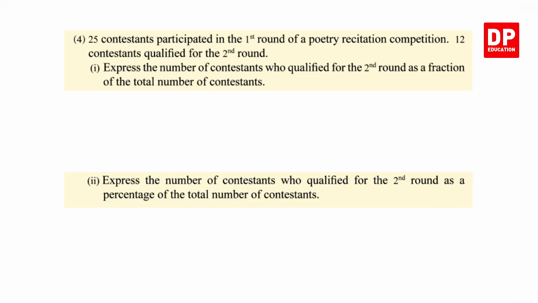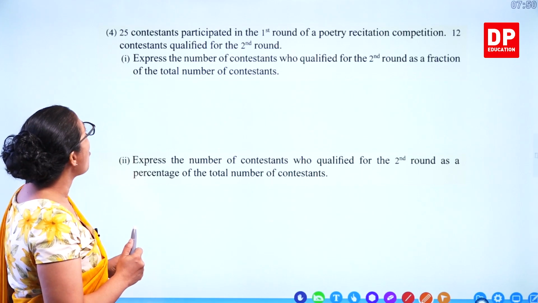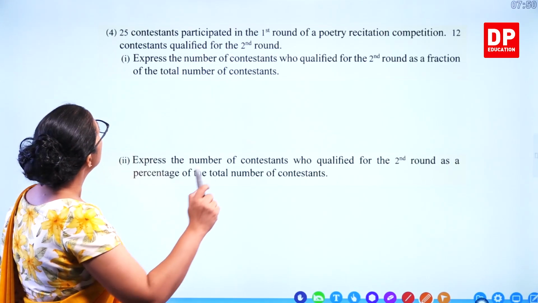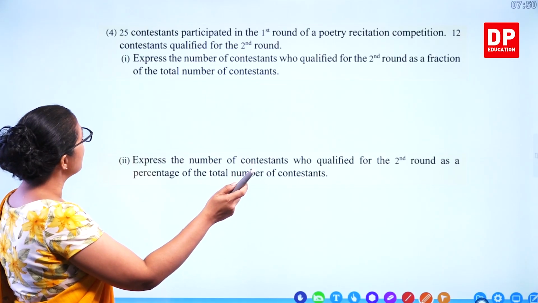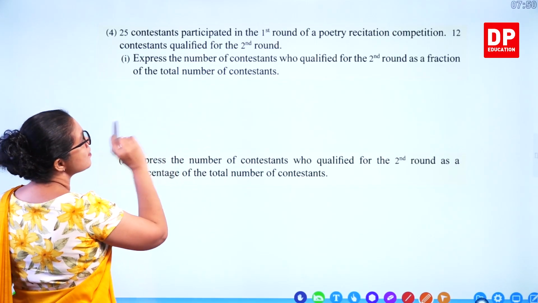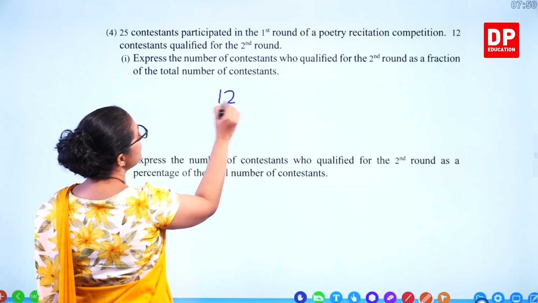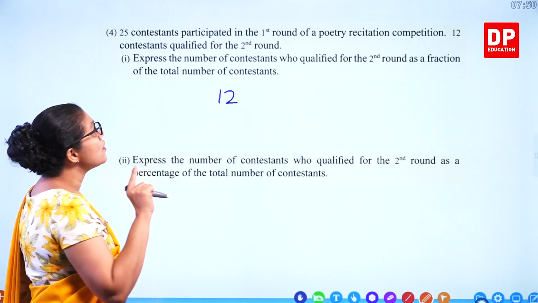Look at this question. 24 contestants participated in the first round of a poetry recitation competition. 12 contestants qualified for the second round. Express the number of contestants who qualified for the second round as a fraction of the total number of contestants. So altogether 25. First round 25, then second round 12. So here second round, that's 12 as a fraction of the total number.